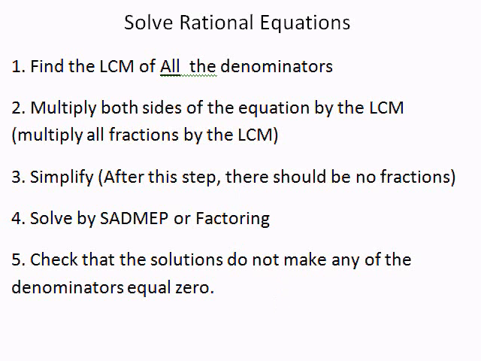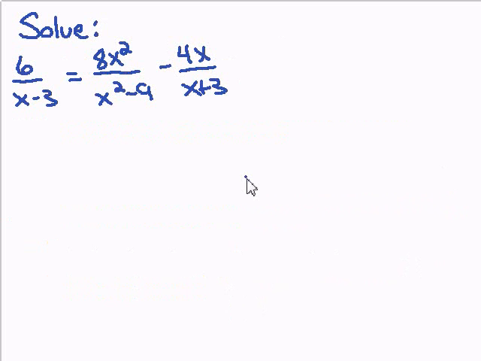Alright, we're on to our second objective, and I went ahead and wrote down these steps for solving rational equations for you. We're going to start by finding the least common multiple of all of the denominators. Then we're going to multiply both sides of the equation by the LCM, which means you need to multiply all the fractions, or all of the terms, by the least common multiple. Then we're going to simplify. After this step, there should not be any fractions. Then we're going to solve by setting up or by factoring. And the fifth and final step is we're going to check that the solutions do not make any of the denominators equal 0. Here's your first example for solving a rational equation.